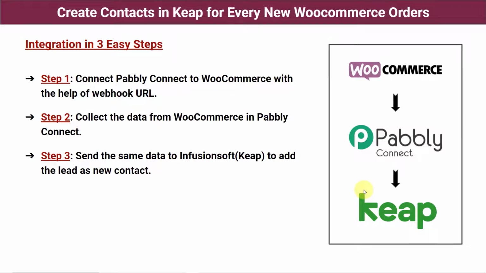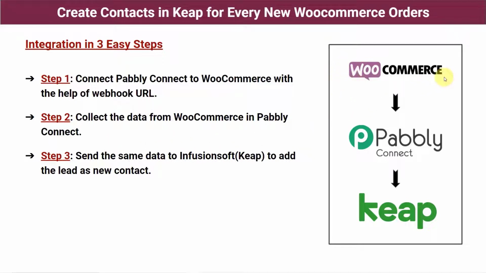Okay guys, before we start with the process, let me tell you 3 easy steps of integration. As you can see on my screen, step number 1 says connect Pabbly Connect to WooCommerce with the help of webhook URL. So what we're going to do first is log in to our Pabbly Connect account. Then we will integrate our first application, which is WooCommerce, with Pabbly Connect. Why? Because the customer as a new lead will be purchasing the product from WooCommerce, and as soon as they make the purchase, the lead will be created as a new contact in the Keap account. In step number 2, it's written collect the data from WooCommerce in Pabbly Connect.